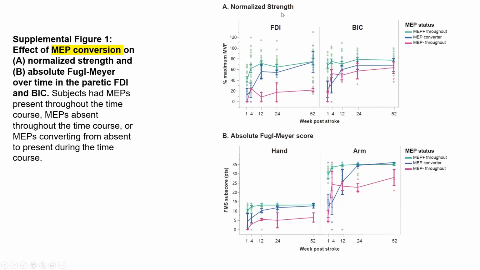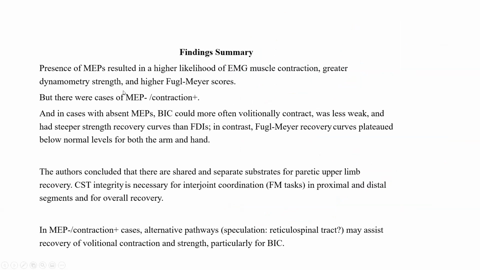And that was true for strength, and is also true for the Fugl-Meyer behavioral score, that there were converters who then improved their Fugl-Meyer score. So in summary, findings of MEPs resulted in a higher likelihood of EMG muscle contraction, greater dynamometry strength, and higher Fugl-Meyer scores. But there were cases of MEP minus contraction plus, and in cases with absent MEPs, the biceps could more often volitionally contract, was less weak, and had steeper strength recovery curves than the first dorsal interosseous. In contrast, Fugl-Meyer recovery curves plateaued below normal levels for both the arm and the hand.